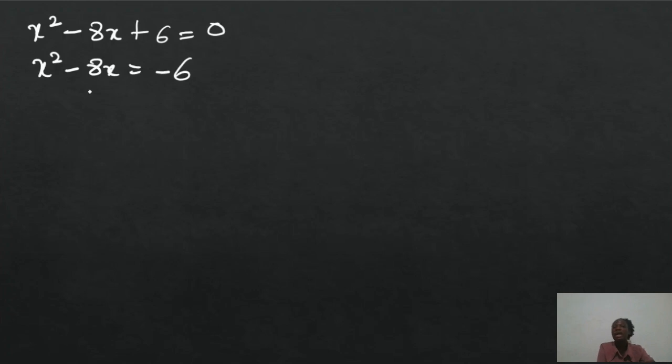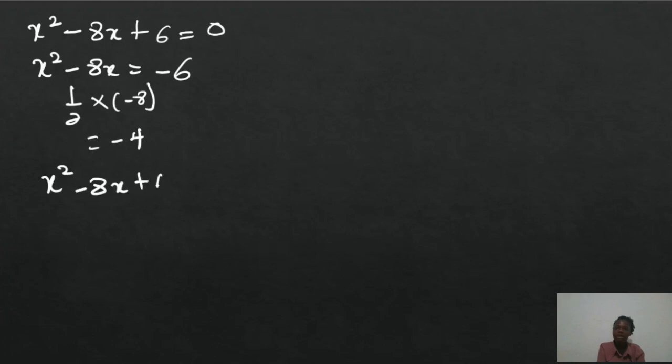Now we are going to find half of the coefficient of x. So half of negative 8 is going to give us negative 4. After getting your result, you square it, add it to the left hand side of the equation, and also add it to the right hand side. So our next equation is x squared minus 8x plus negative 4 squared is equal to negative 6 plus negative 4 squared.